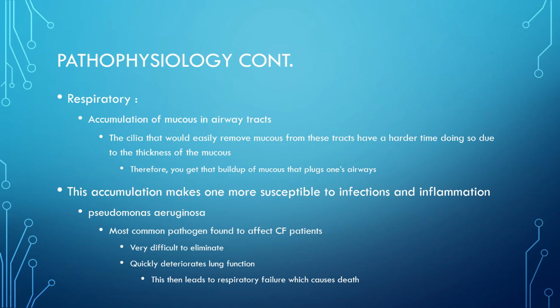This accumulation of mucus then makes one way more susceptible to infections as well as inflammation. A main pathogen that usually causes infection and is the most common seen in cystic fibrosis patients is Pseudomonas aeruginosa. This is again the most common. It is very, very difficult to eliminate. It quickly deteriorates lung function, which then leads to respiratory failure, which then causes death.